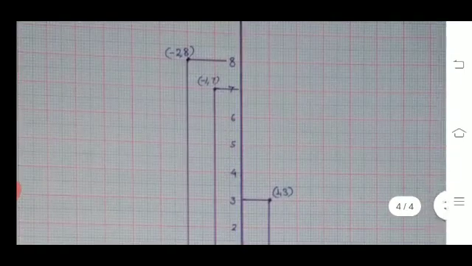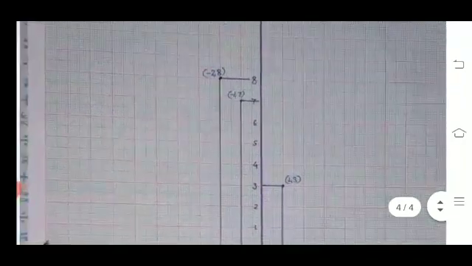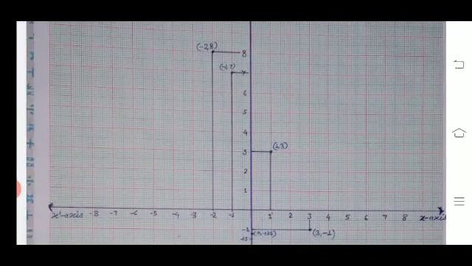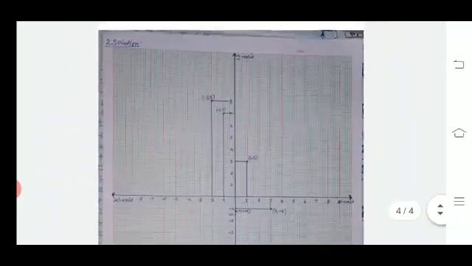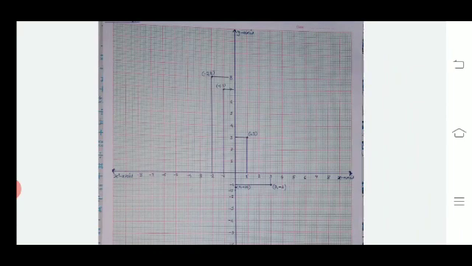That is (-1, 7) and (2, -2.8). This is all about exercise 3.3.